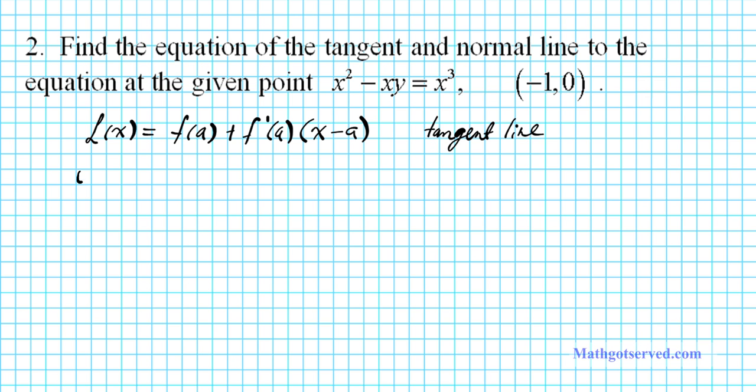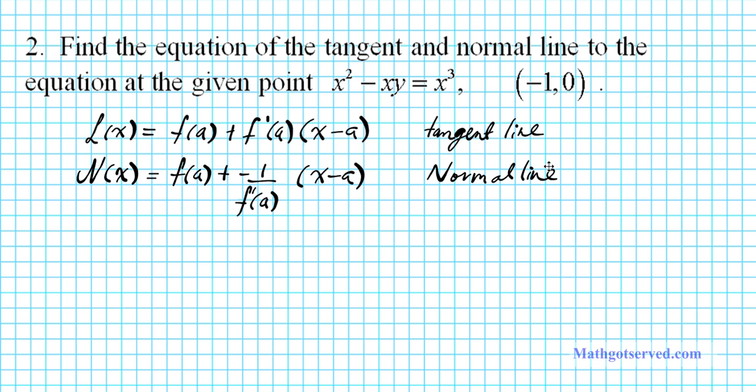And then our normal line, let's just call that n of x, okay? Our normal line is going to be f of a plus... now the relationship between the tangent line and the normal line is that you take the negative reciprocal of the slope of the tangent line, and that will be the slope of your normal line, okay?